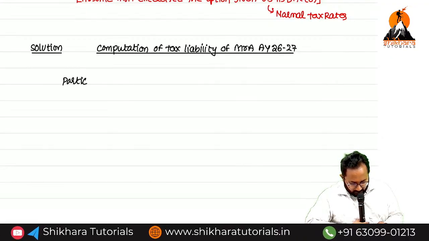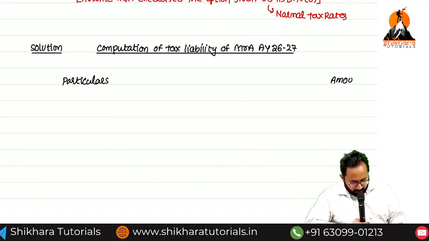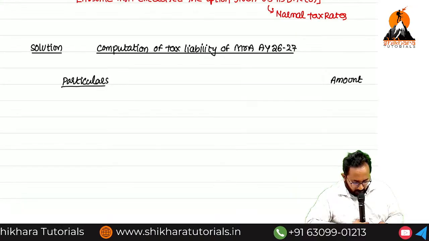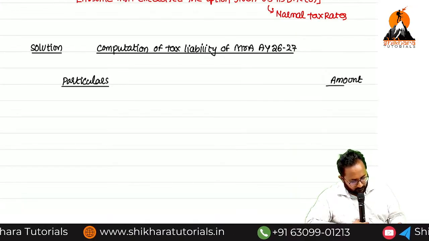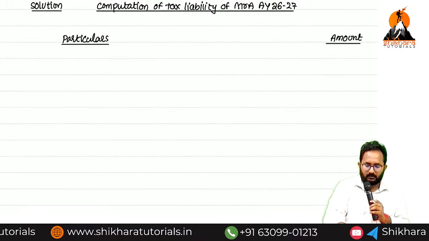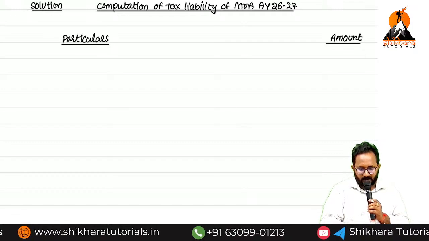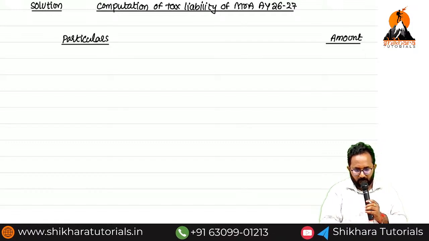Particulars, and another column is what? Amount. Particulars and another column is Amount.